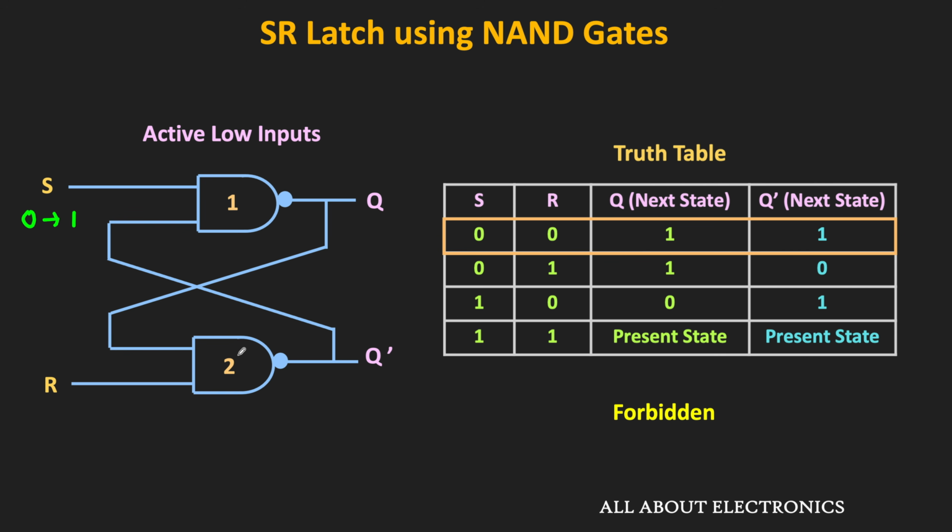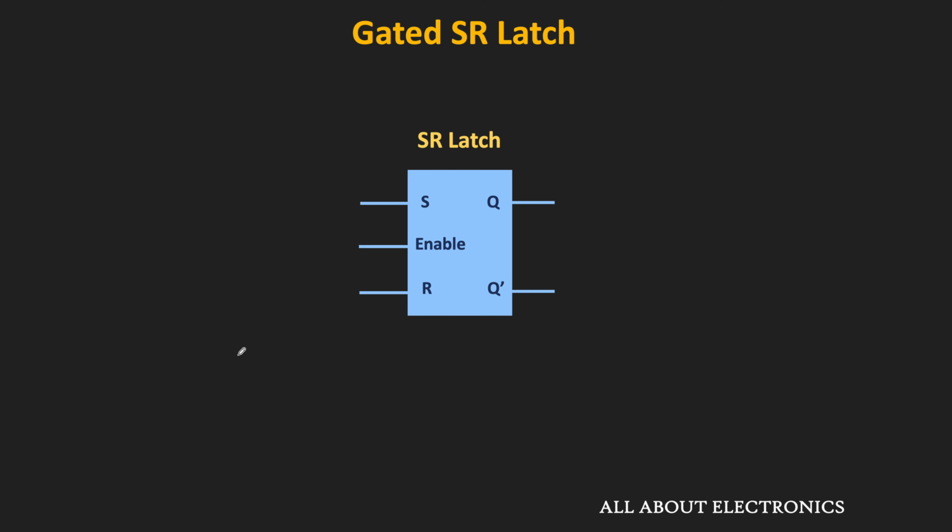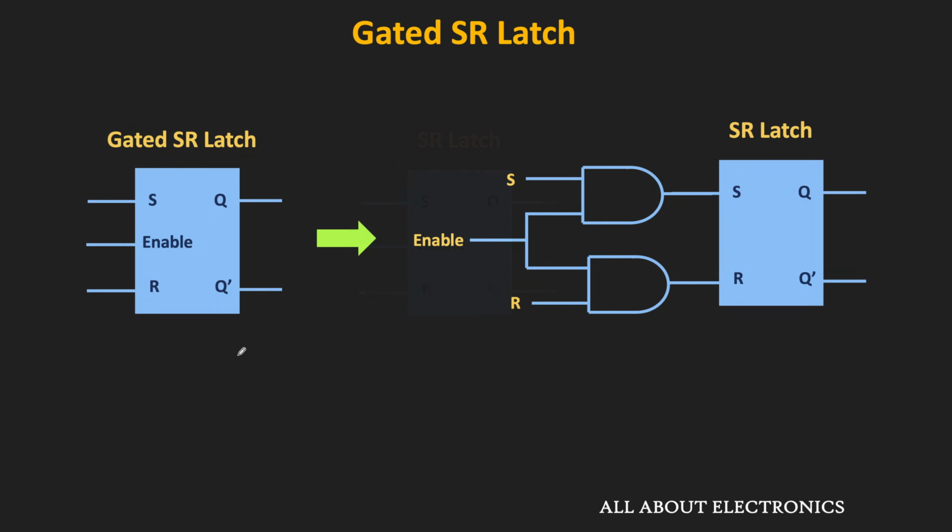But there is another type of latch which has a control input, and the control input decides when this latch will respond to that input. Such latches are known as the gated latch. So this is the symbol of the gated SR latch. As you can see, apart from the normal inputs S and R, it also has the enable input. And this enable input decides when this latch will respond to those inputs. Just by adding two AND gates, the normal SR latch can be converted into the gated SR latch.